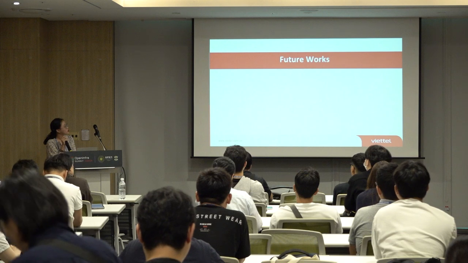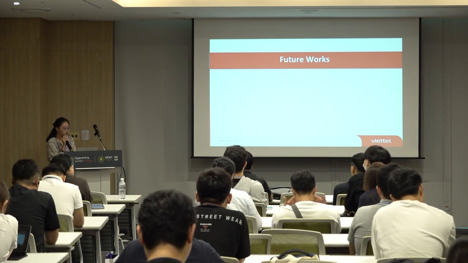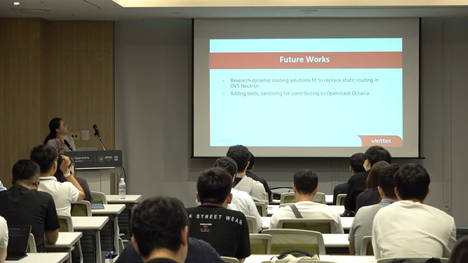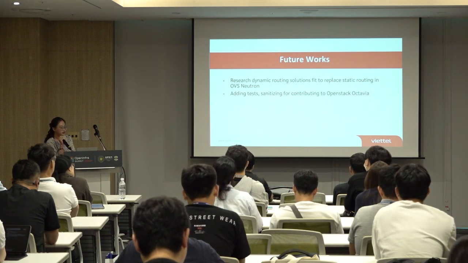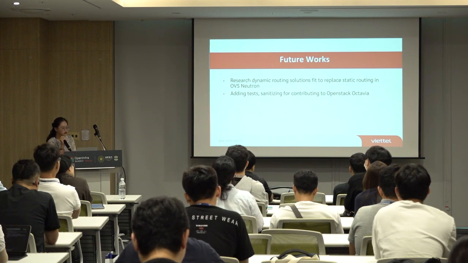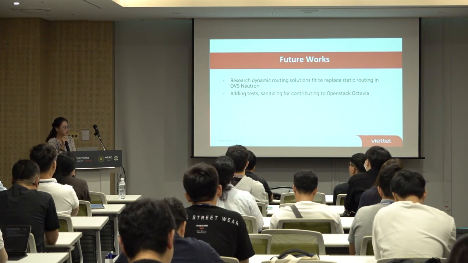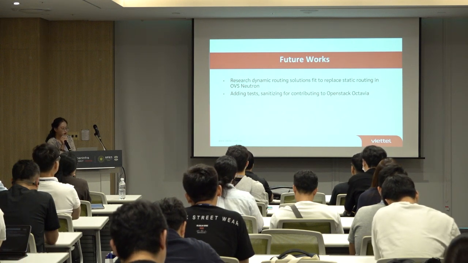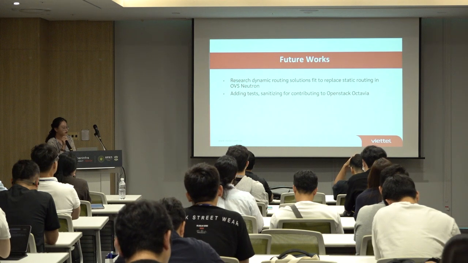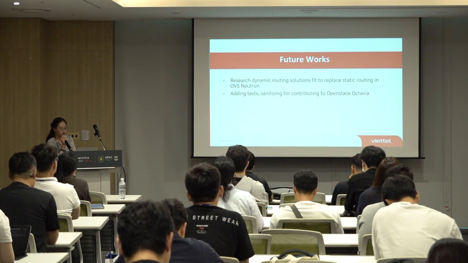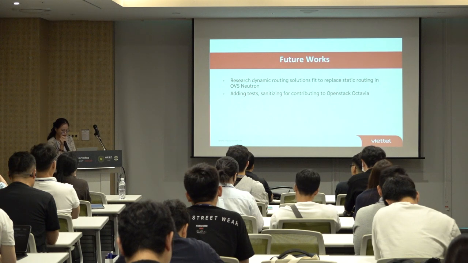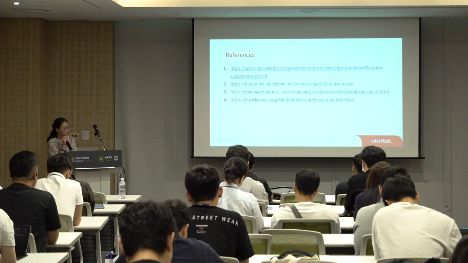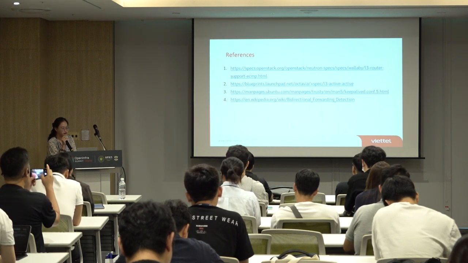In future work, we will present a dynamic routing solution to replace static routing in OVS Neutron and for active topology, aiming at contributing to OpenStack Octavia. There are some references, you can read more.